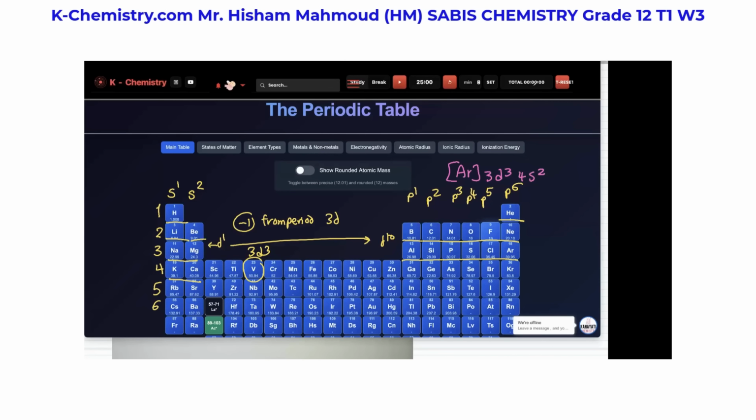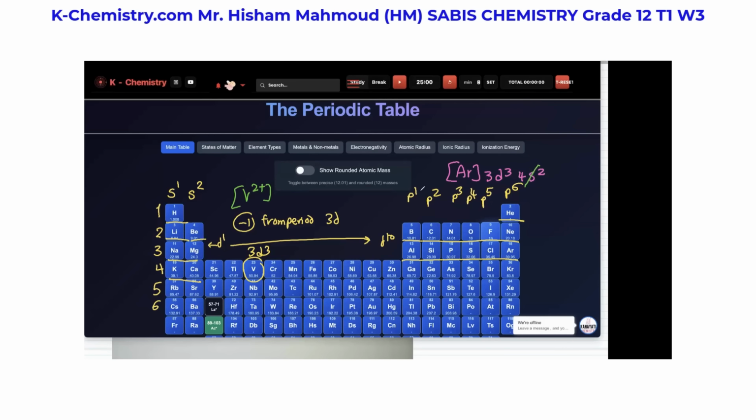Because when you remove the electrons, you must not forget where to remove them from. From the 4S first. So start by removing the electrons from the 4S. How many electrons do you need to remove? You said vanadium 2 plus, so you remove 2 electrons. You will cancel these 2 electrons.